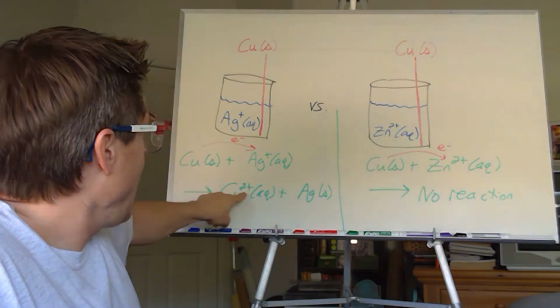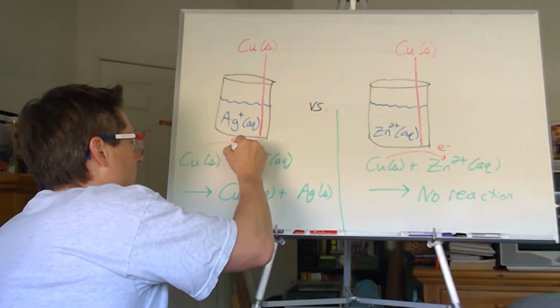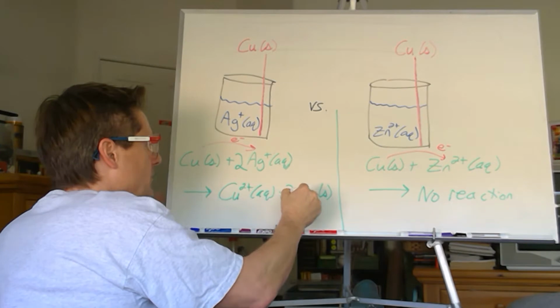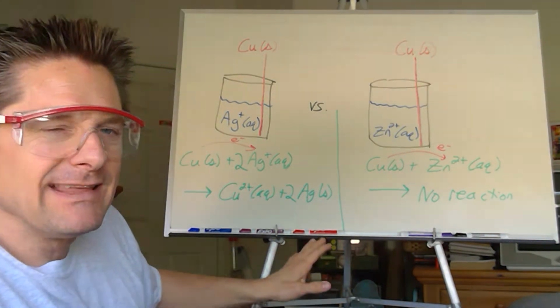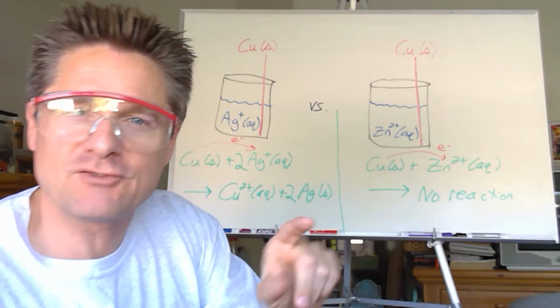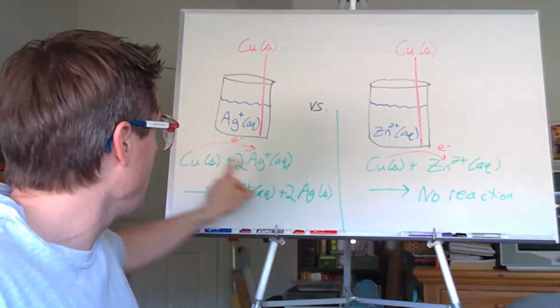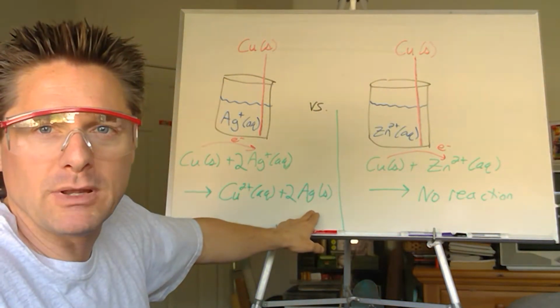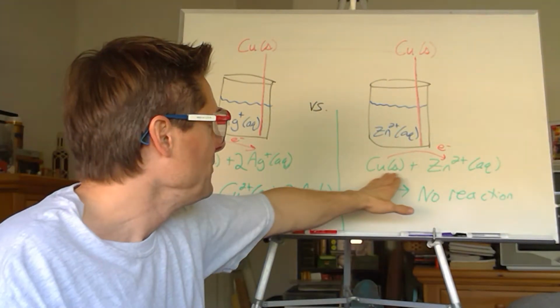Right? So you see the copper's losing 2 electrons here. So in order to make this happen, we need to put 2s there. And that's where the half reaction method comes in. We can kind of see this from inspection. That's pretty straightforward. So the copper is giving off 2 electrons. One goes to one silver ion. Another electron goes to another silver ion. So 2 silver atoms plate out as solid silver for every 1 copper 2 ion that goes into solution. And that doesn't happen here.